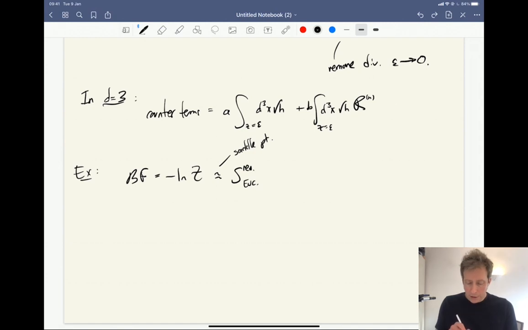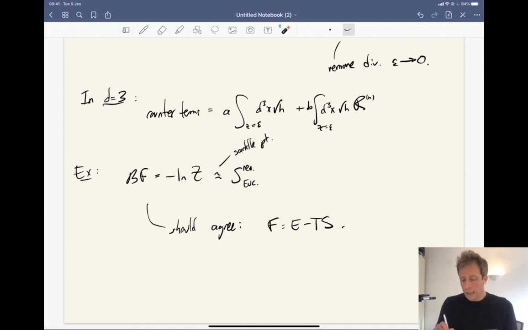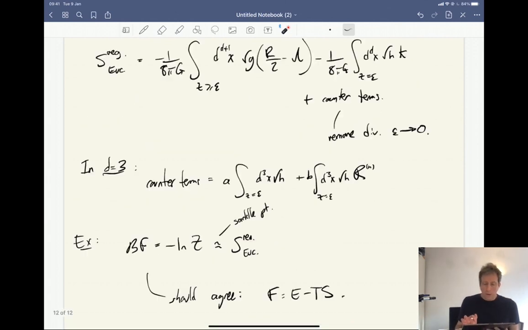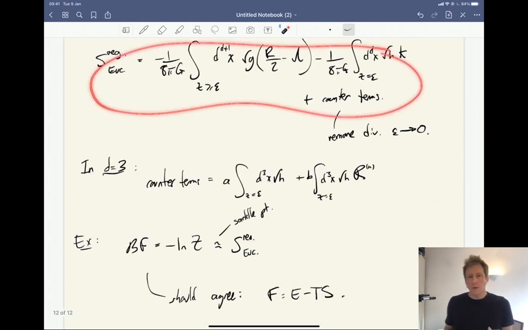And this should agree with the free energy as calculated, for example, if you calculate the entropy, temperature, and energy, maybe from the stress tensor, or even more slick, calculate entropy, temperature, use the first law to get the energy, then you can get the free energy from this relation, and that should all agree with this. Okay, and so maybe have a go at calculating this for one of these solutions.